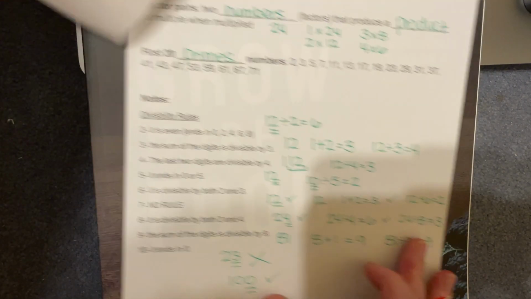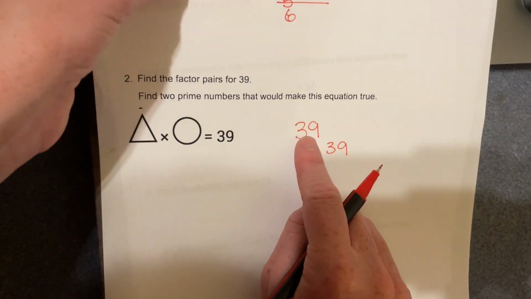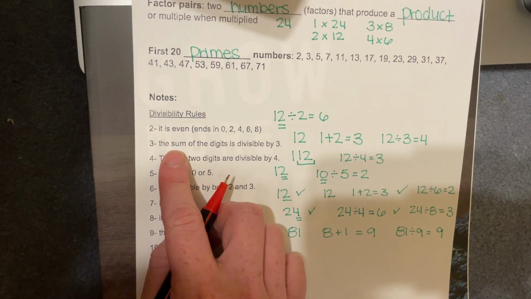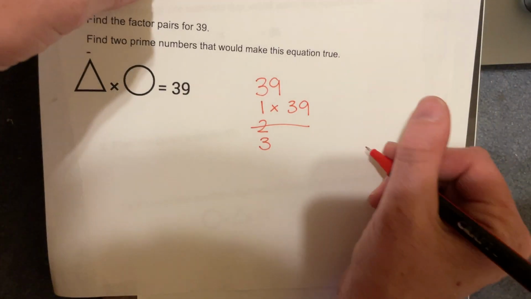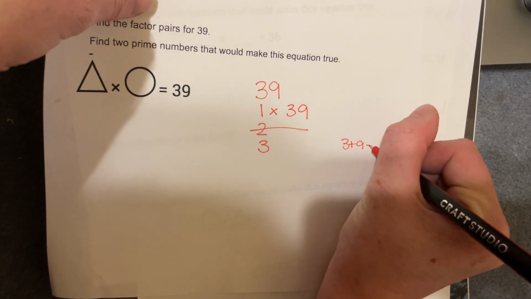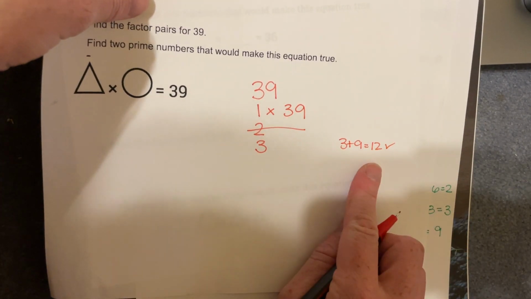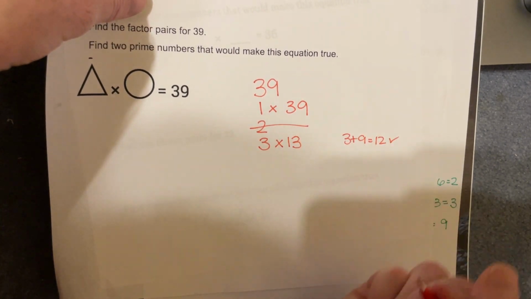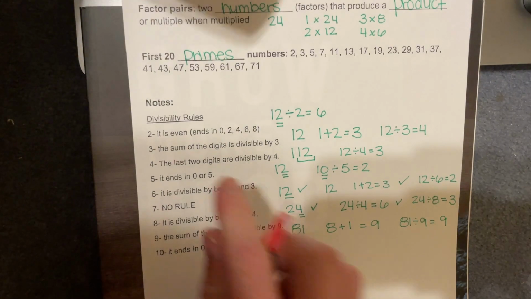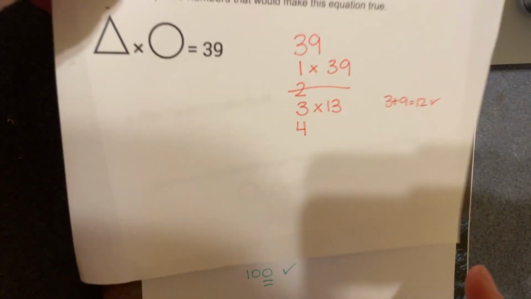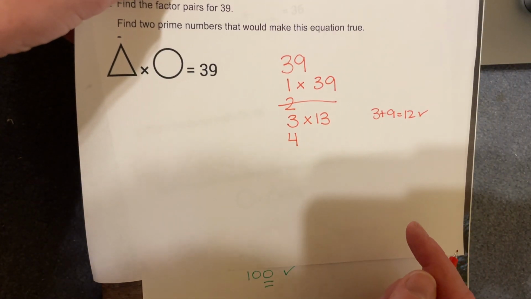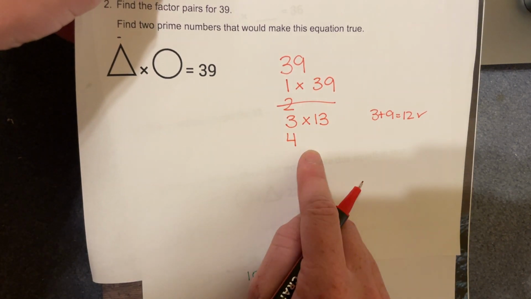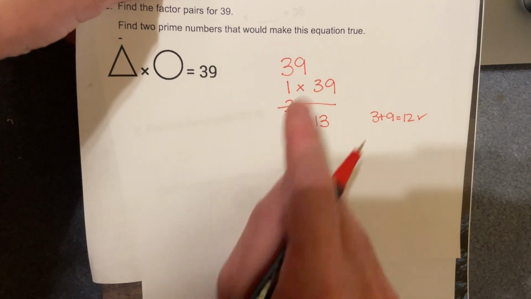2, I look at the rule for 2. Is it even? It is not even, so 2 doesn't work. 3, let's look at the rule for 3. The sum of the digits is divisible by 3. So 3 plus 9 equals 12, so it will work. So 3 times 13. 4, let's see. 4, the last 2 digits are divisible by 4. I've never heard of anything 4 times a number to get to 39, because I know 4 times 10 is 40. So 39 wouldn't work.